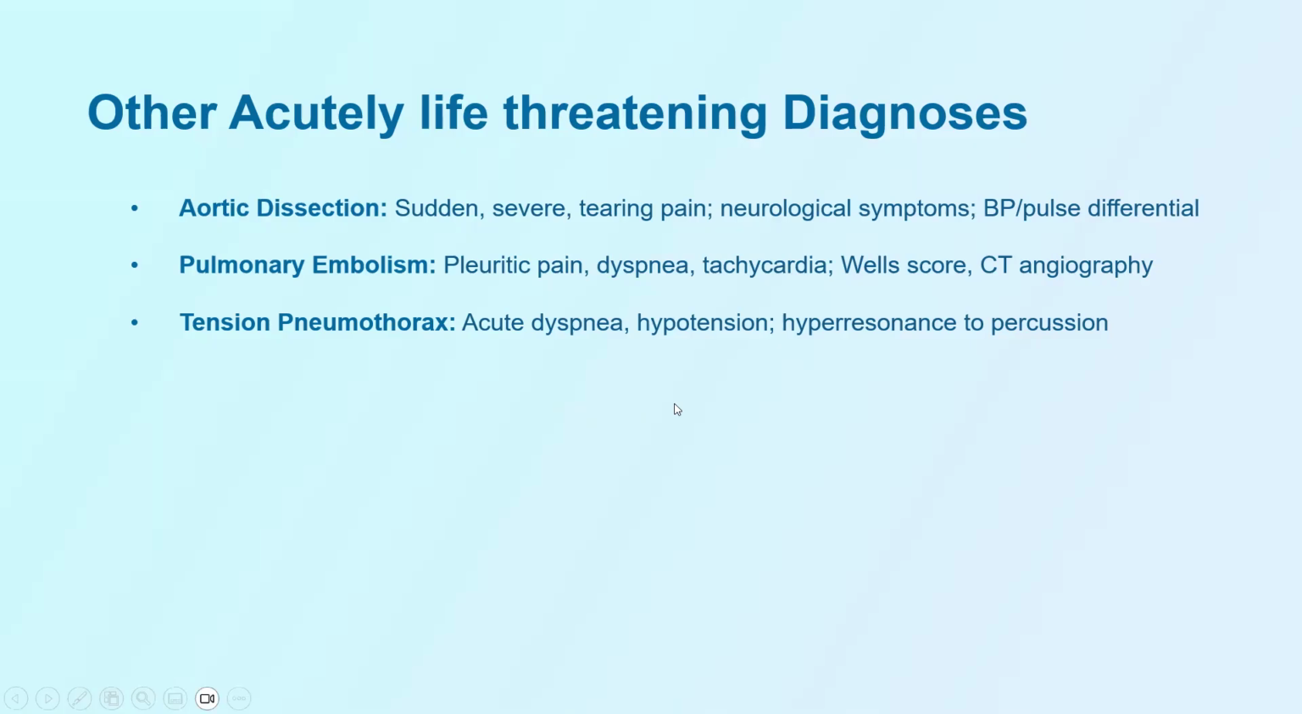You will see that their trachea is deviated. If you see this presentation, the side that doesn't have breath sounds, you quickly do a tap or a needle, insert a needle into the chest wall to release the air, make it an open pneumothorax, and then do a chest tube. We do the needle first to buy us time.